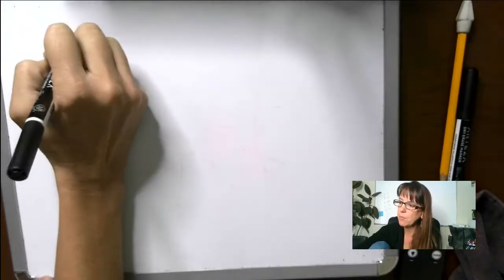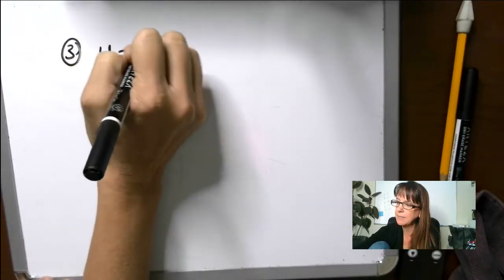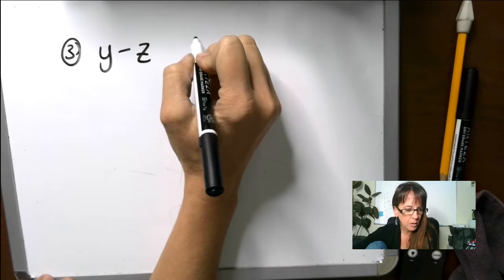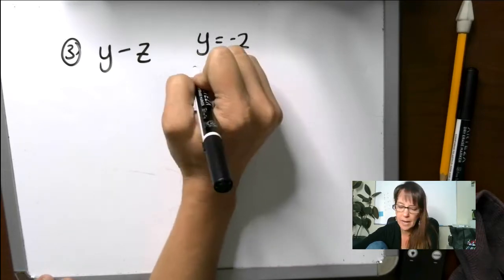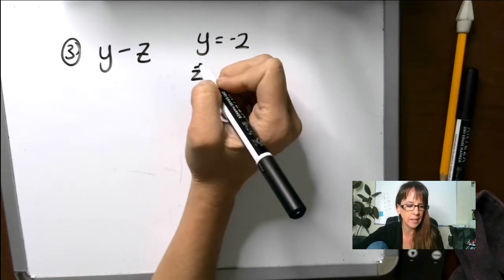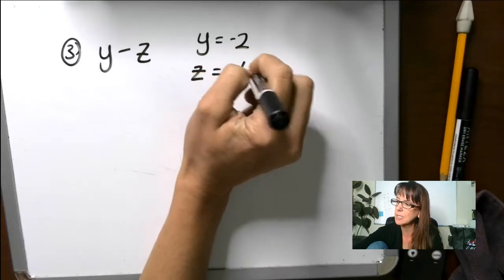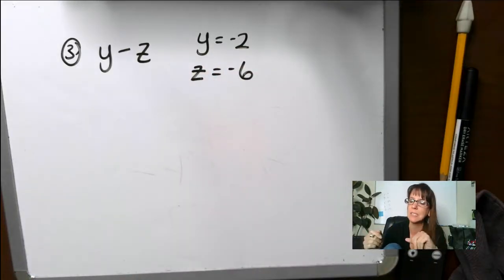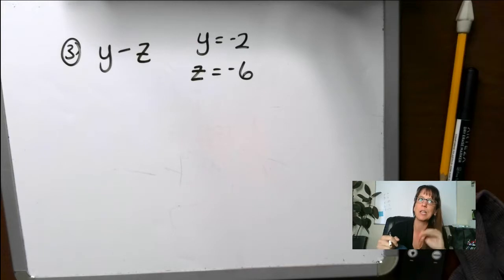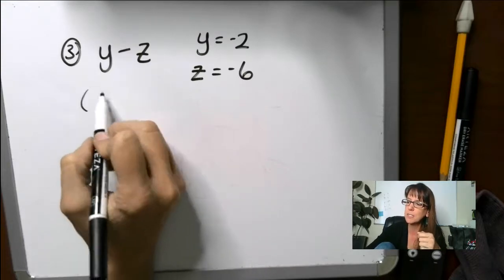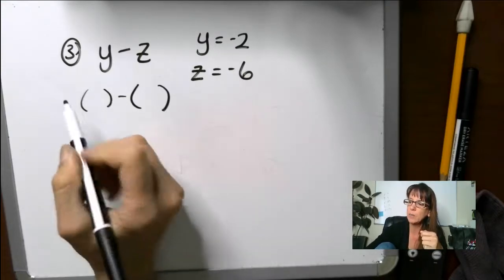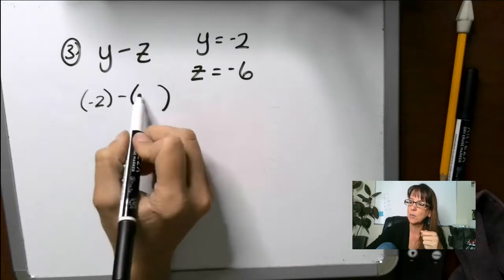Let's try another example. For number 3, we have y minus z if y equals -2 and z equals -6. This is why it's important that we use those parentheses. If you don't use parentheses, you have to be real careful on showing the difference between a subtraction sign and a negative sign. So we're going to do those parentheses here, and y equals -2 and z equals -6.